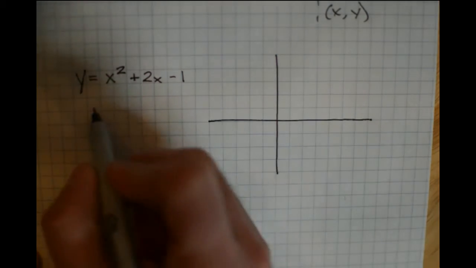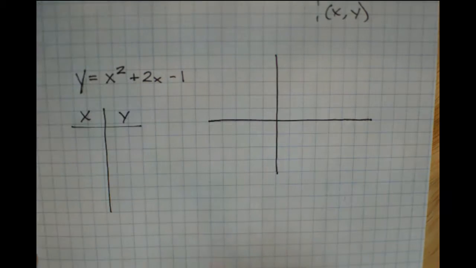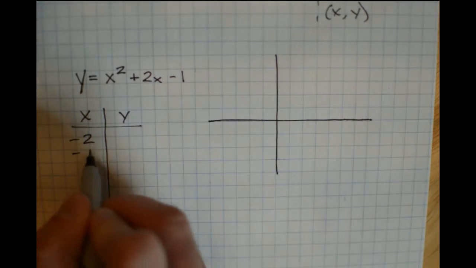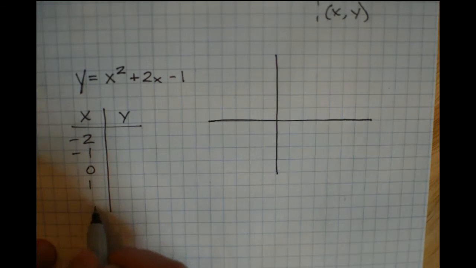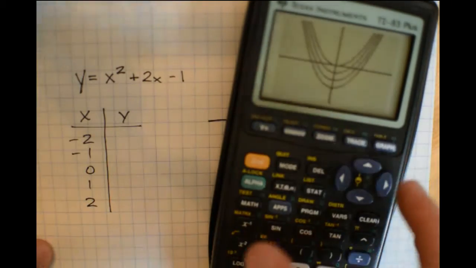So one thing you can do when you're graphing really any function, and if you don't know what it looks like, is to make an xy chart. So I want to start by making an xy chart. So let's just throw some x values in there, -2, -1, 0, 1, 2. We'll figure out how y changes depending on what x is.